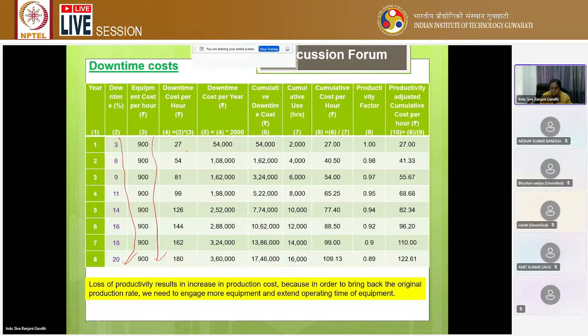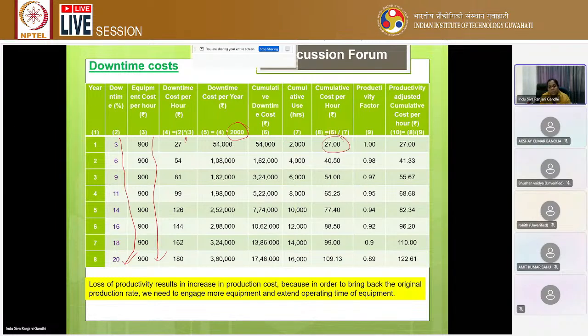So you can see that the downtime cost is increasing with the age of the machine. Now you calculate the downtime cost per year, based upon the annual usage of the machine per year. Then based upon that, you can find the cumulative cost per hour.